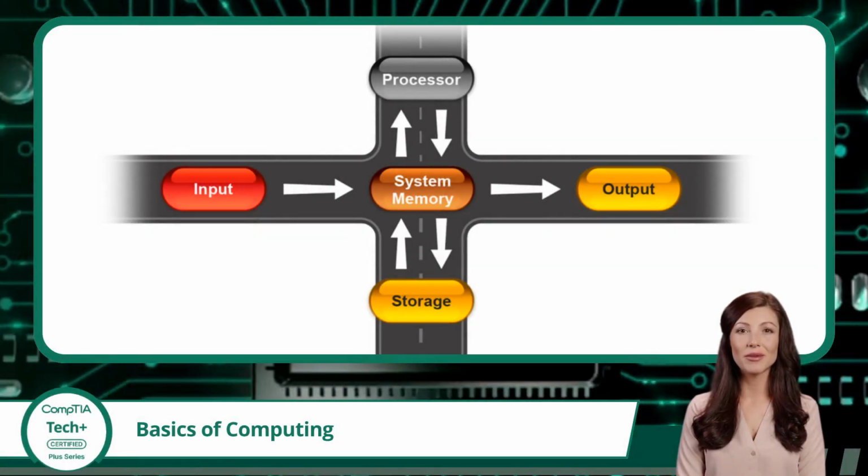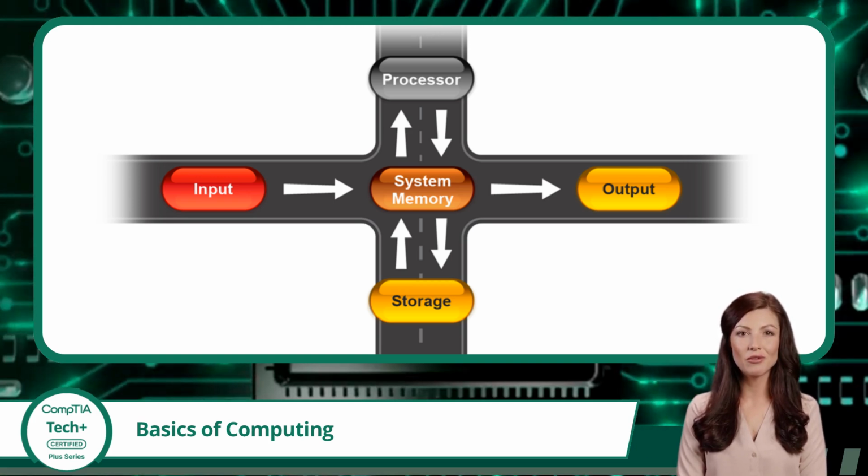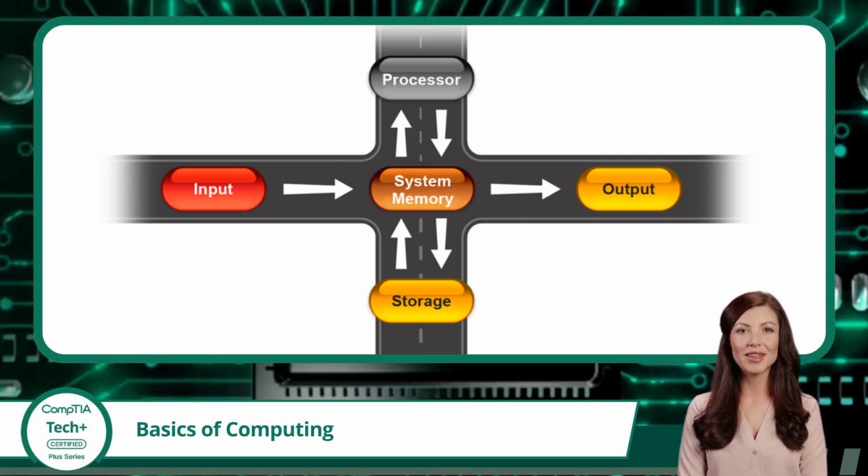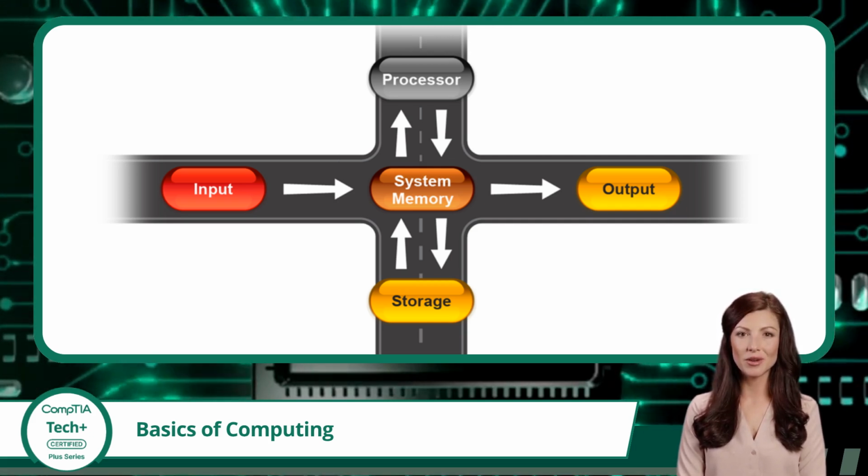Now take a look at this image. It shows a great way to visualize how a computer works at a very simple level. Just think of it like a four-way intersection. At the center of it all is system memory, acting like the crossroads where everything meets and temporarily passes through on its way to somewhere else.